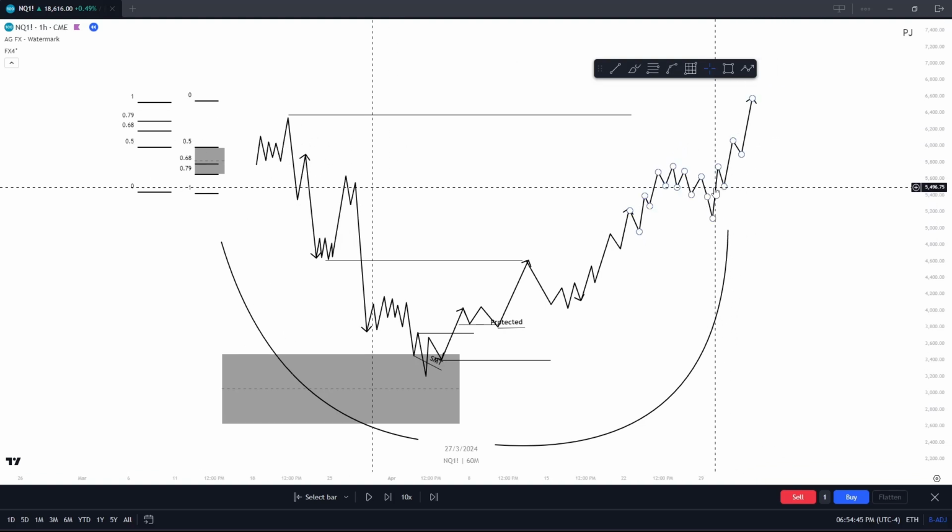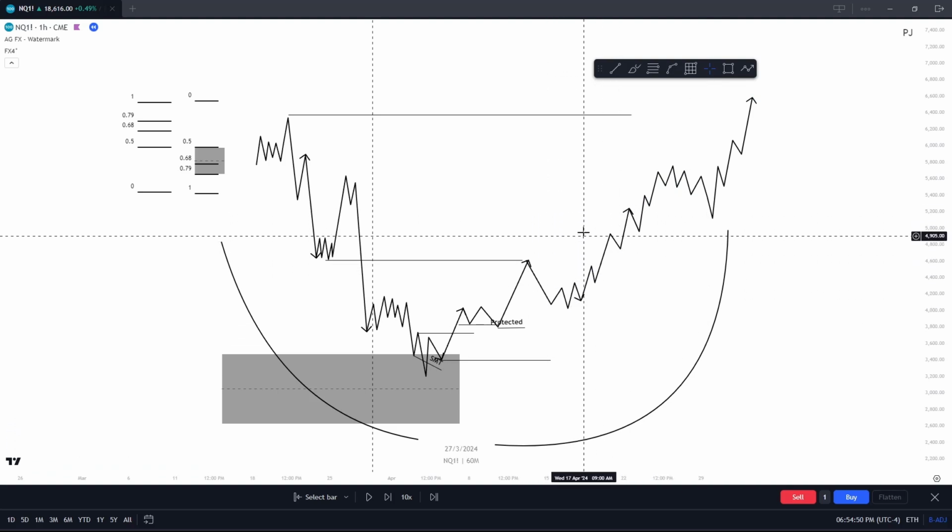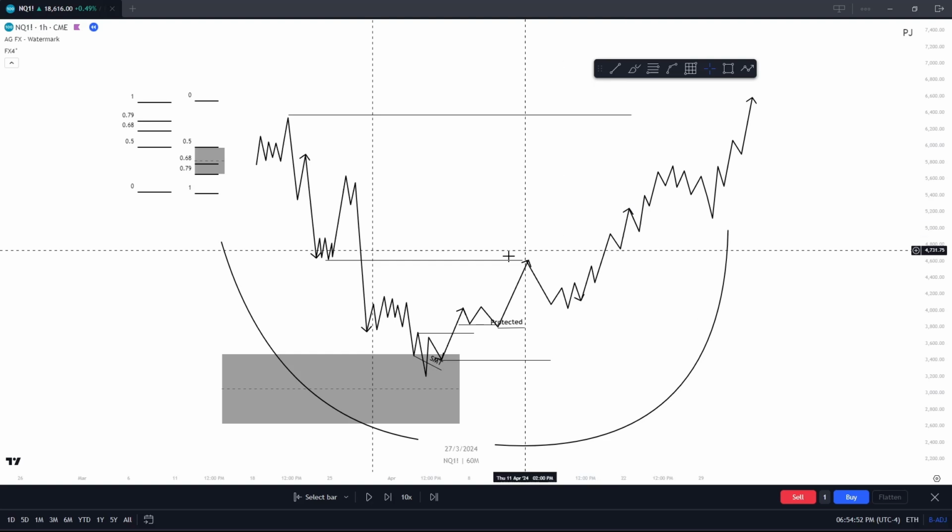We'll always have a kiss of death or some type of manipulation leg, so even if it's not that big, understand when it doesn't have to be that big and when you can enter yourself in the trade.